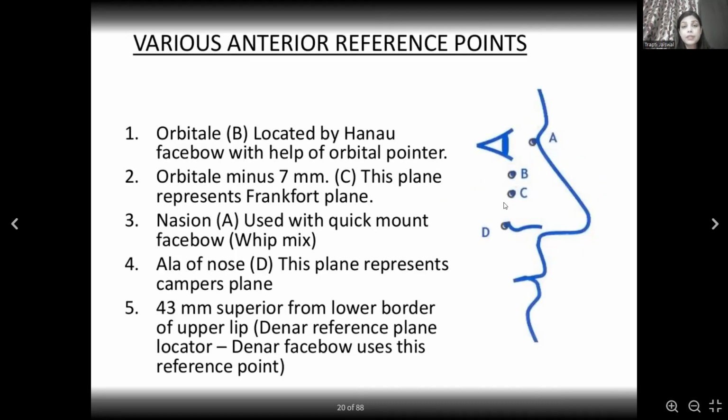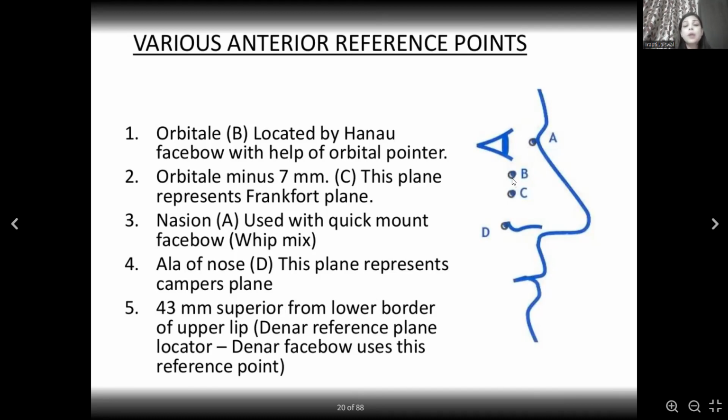What are the anterior reference points used in different kinds of articulators? Orbitale, which is used in the Hanau, located by the Hanau facebow with the help of the orbital pointer. If we check the infraorbital margin, in the midline, in the mid portion, we can feel a notch, and that notch is the anterior reference point which is used by the Hanau facebow, and that is orbitale.